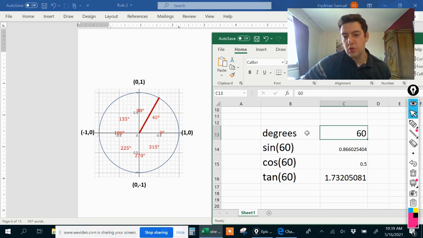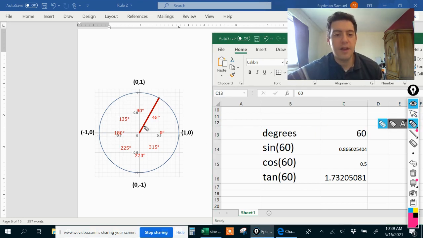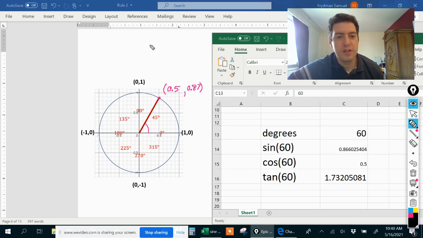So for example, if we choose 60 degrees, then this would be 60 degrees here. The line would meet the circle at this point over here. This point would be the point 0.5, and then I'm just going to round this over here, approximately 0.87. Okay, so the x value would be 0.5. If you were to shine a flashlight down this way, then the shade over here would come out to 0.5. The y value would be about 0.87.